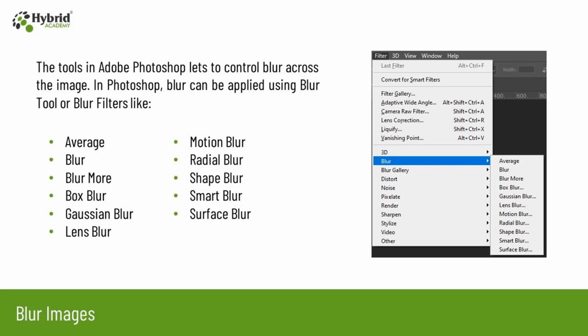The tools in Adobe Photoshop let us control blur across the image. In Photoshop, blur can be applied using the blur tool or blur filters like average, blur, blur more, box blur, Gaussian blur, lens blur, motion blur, radial blur, shape blur, smart blur, and surface blur.